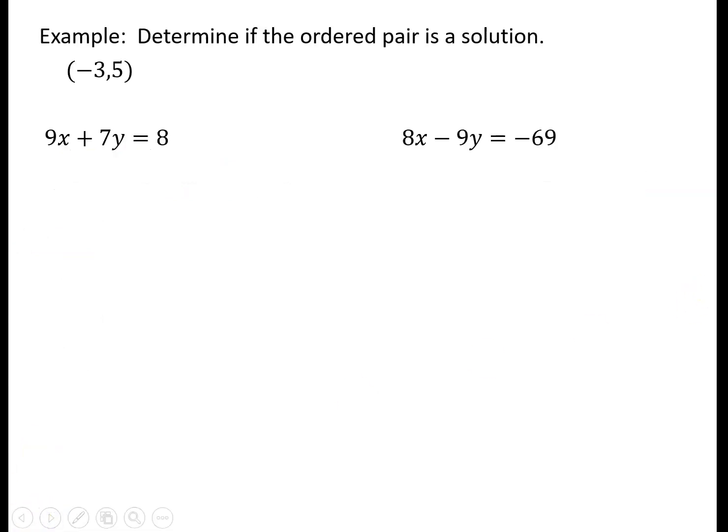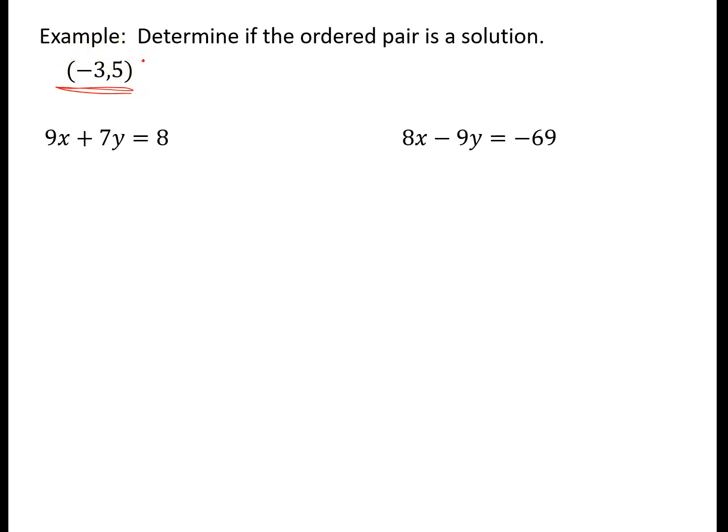Just to go further with that idea of what is a solution, we're going to start out with an example that gives an ordered pair. This negative 3, 5 is given, and we're going to determine if it is a solution, which is basically like if we had solved and got this answer, we would check it. The way you do that is just to plug it into each equation, and if it makes both equations true, then it is a solution. So x is going to be negative 3, y is going to be 5.